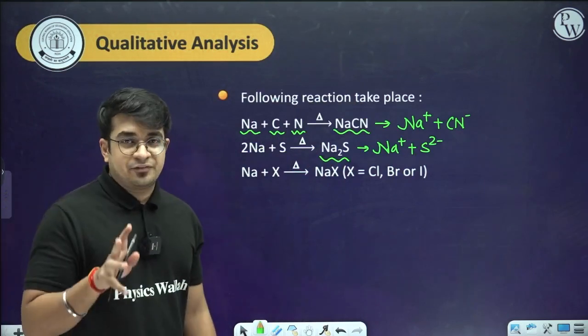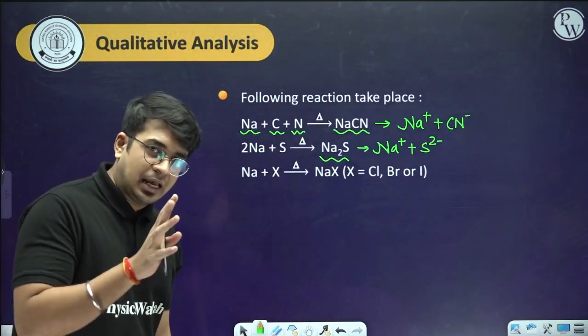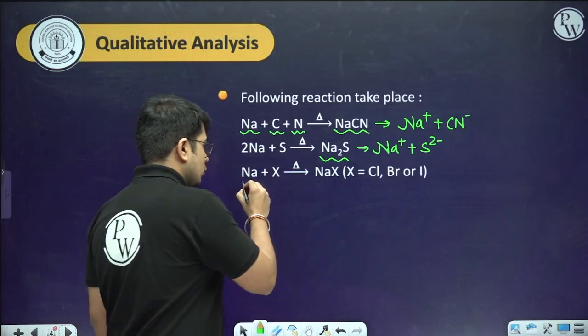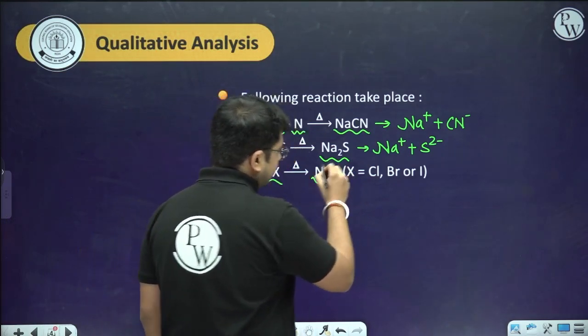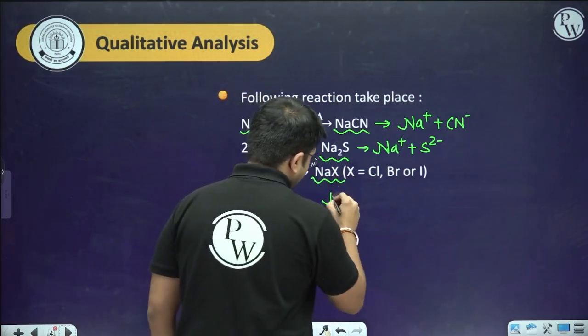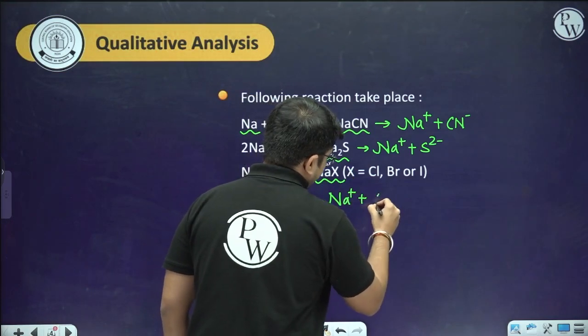Along with that, let's say we have an organic compound in which a halide ion, a halogen, is also present. So definitely it's going to be converted into NaX. It means we have Na positive plus X negative.